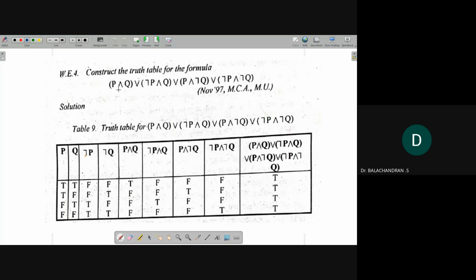And then the first one, P and Q. Second one is what? Negation P and Q. Third one is P and negation Q. Fourth one is negation P and negation Q. And finally, in between these four expressions, I'll put what? R, R, R. So I think you can easily understand this problem. That's why I'll skip this problem. If you have any doubts, you can post here or you can ask me later.